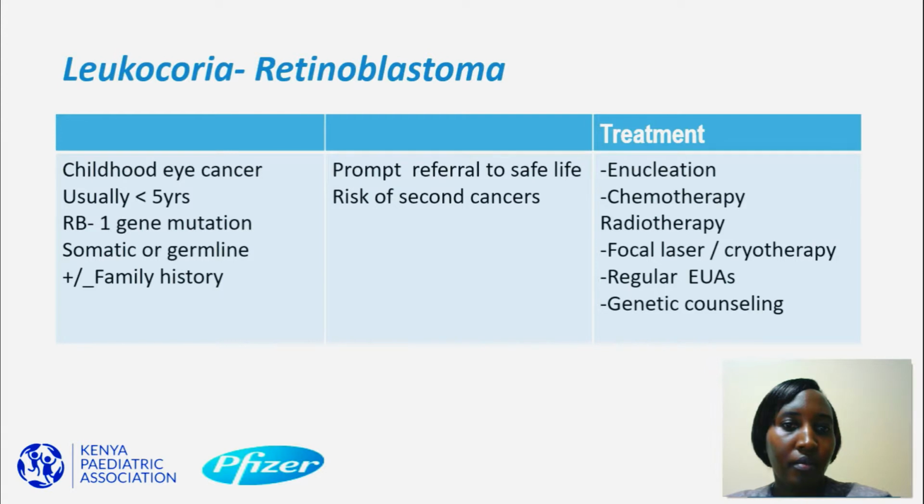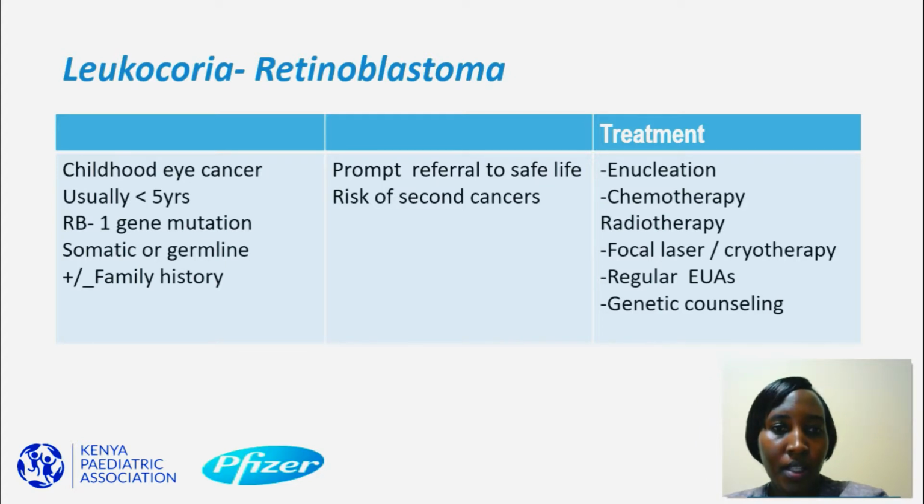There are various treatment options for retinoblastoma. In our setup, because our children present late, enucleation is the standard treatment, which involves removal of the eye. Other modalities include chemotherapy, radiotherapy. For the cases that present early, we can have local treatment, which includes laser and cryotherapy.